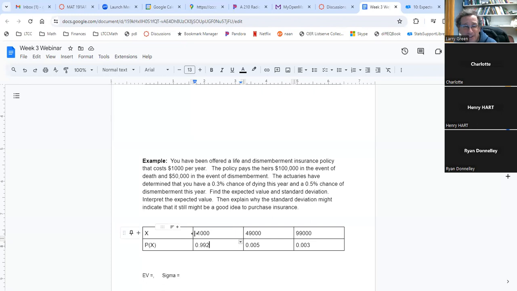By the way, if you buy the insurance, which do you want to happen? Negative 1,000, 49,000, or 99,000? Do you want to lose $1,000? Do you want to make 99,000, or do you want to make 49,000? Which do you want? Okay. If you say you want to make the 99,000, you need to talk to a psychiatrist. That means you want to die. Okay, you want the negative 1,000.